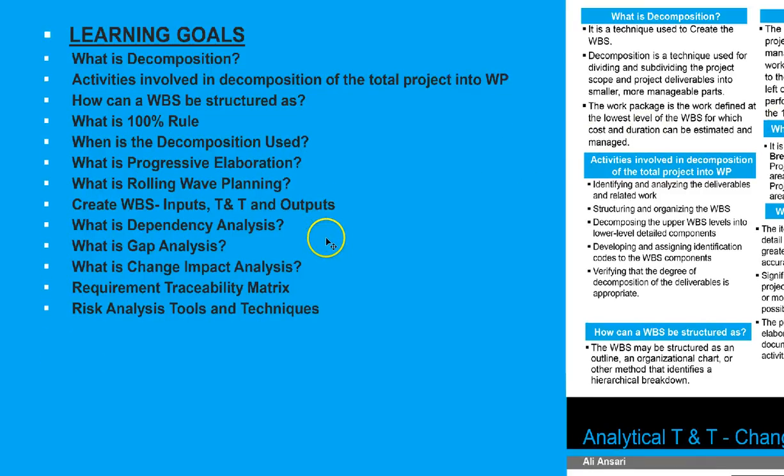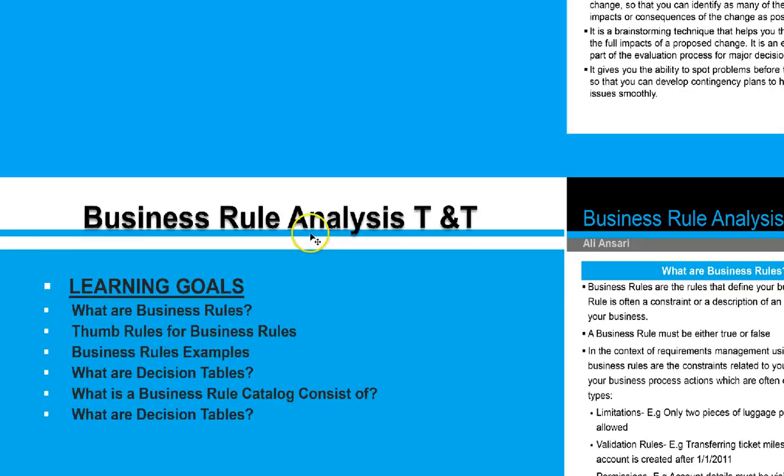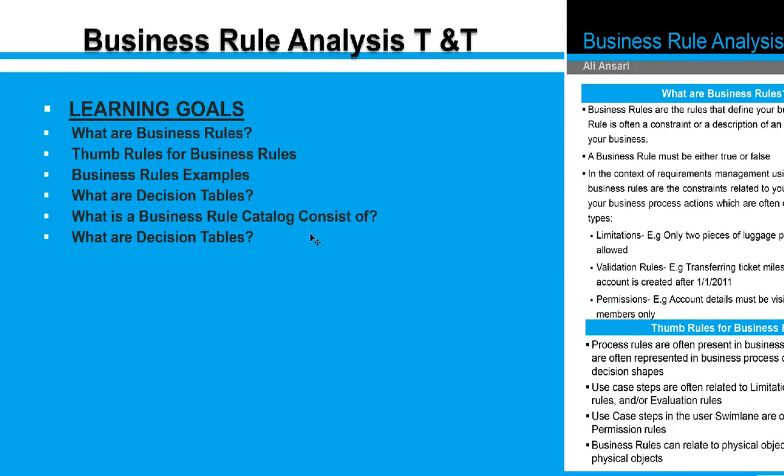Okay, then we get to the business rule analysis. Again, this is an analytical technique where we understand what the business rule is, the rules of thumb for business rules, decision tables, what the decision table catalog consists of, and what decision tables are.